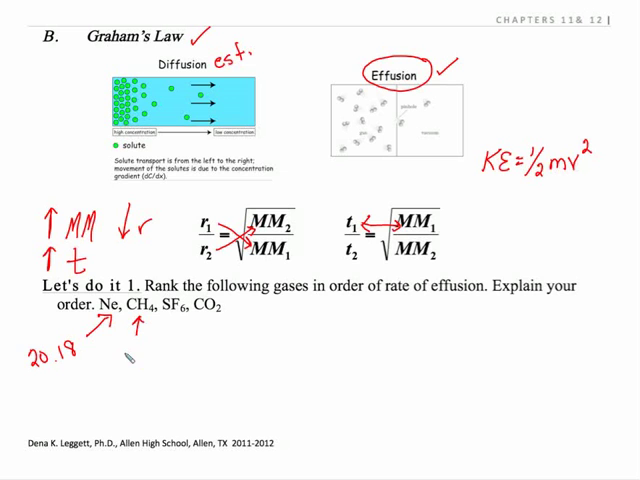Neon is 20.8 grams per mole. CH4 is 16.05 grams per mole.